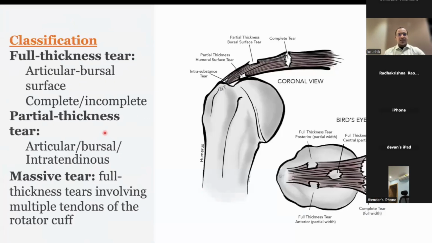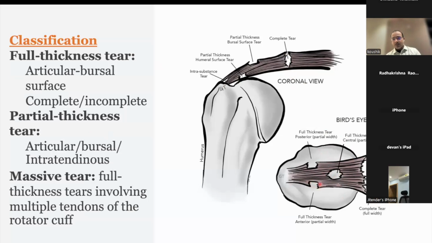Once we see the anatomy, then we go into the tears. What are the different types of tears? Whether it is a full thickness tear or a partial thickness tear. If we are talking about a full thickness tear, that doesn't really mean that a full thickness tear is a complete tear. If we see here, this is a full thickness tear, but the anterior fibers and posterior fibers are spared. The entire thickness of the tendon is torn, but not the full width. So this is an incomplete full thickness tear.